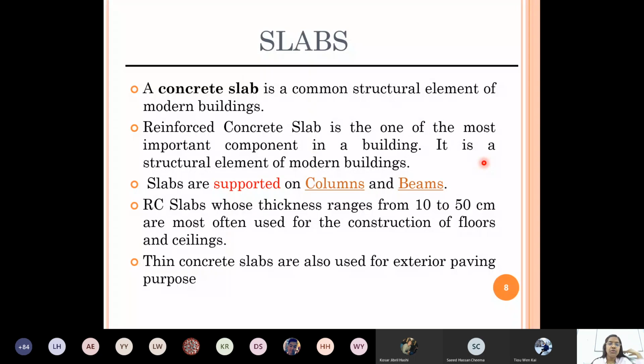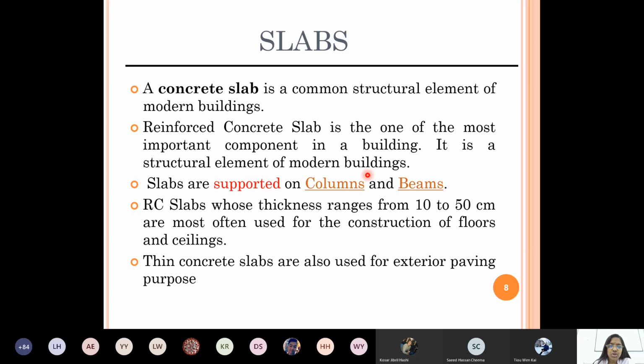Slabs. Let's understand about the slab. A concrete slab is a common structural element of modern buildings. Reinforced concrete slab is one of the most important components in a building. It is a structural element for every building. Slab is the most common and prior requirement for any type of construction. It may be a room, a big workshop, a shop lot, or any type of building, right? Slab forms a horizontal surface, a broad surface for flooring and also for roofing.